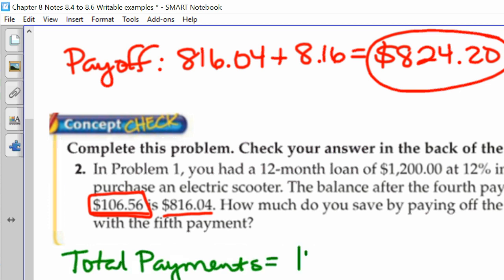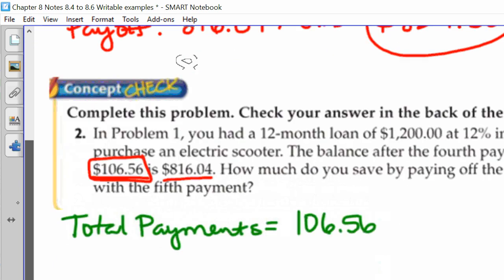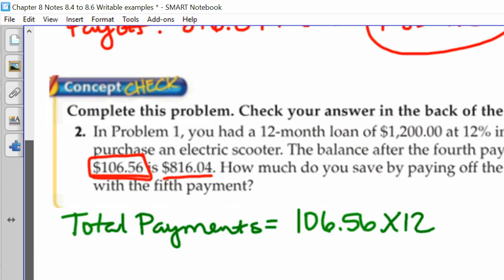So if we paid $106.56, we were supposed to make 12 payments. So we multiply that by 12. So we would have paid $1,278.72.